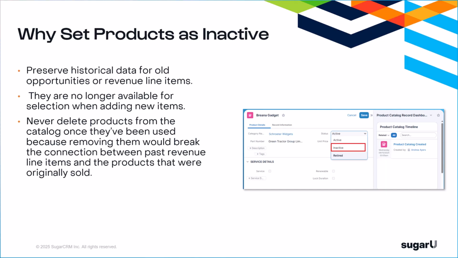You should never delete products from the catalog once they've been used. Removing them would break the connection between past revenue line items and the products that were originally sold. This would impact reporting accuracy and historical context.